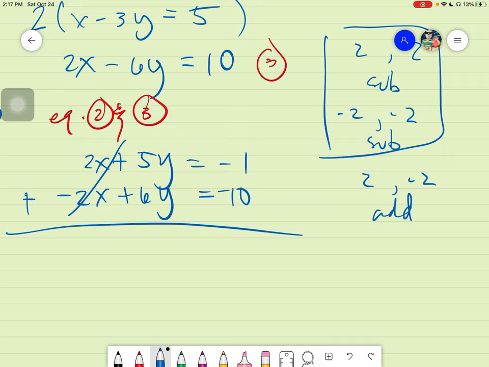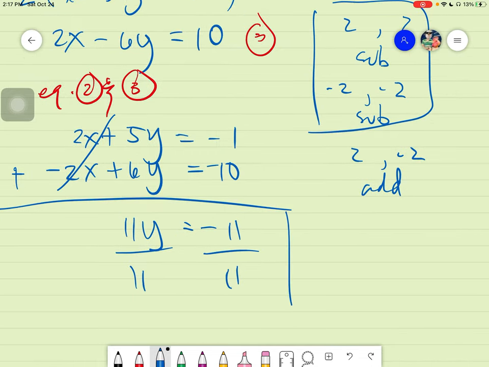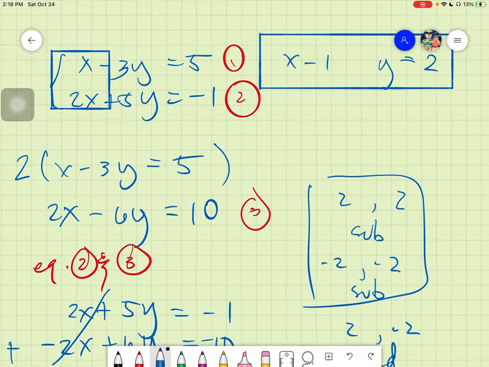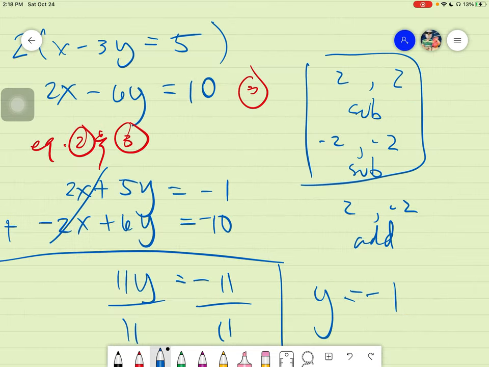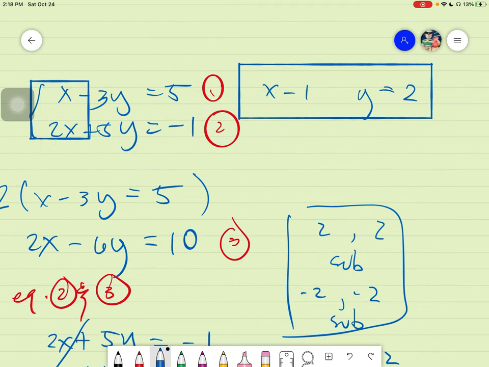5y plus 6y is 11y. Negative 11, because negative 1 plus negative 10, we will add. It's negative 11. Divide both sides by 11, giving you an answer of y equals negative 1. Is it correct? I'm solving for y. I think I placed it wrong. I think this is our y, and this is our x. So this is negative 1 still. So this one is correct.